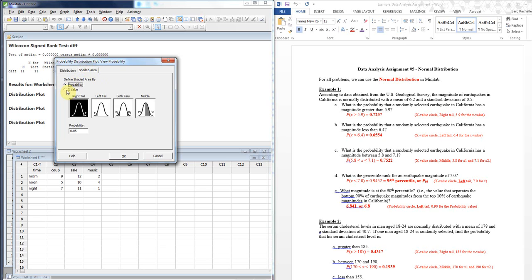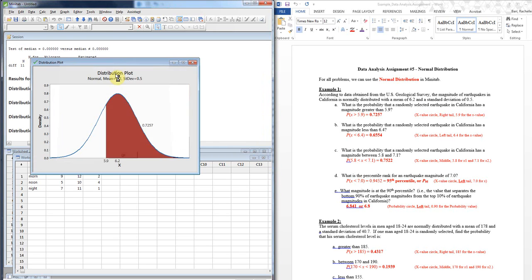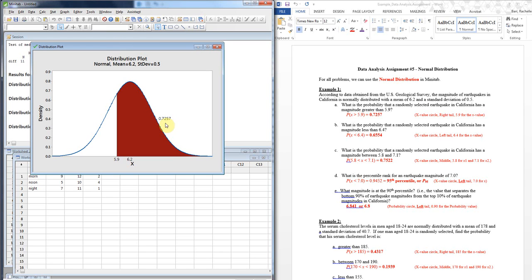Let's go to shaded area. Now, I'm given an x value, a score, and I need to find a probability, so I need to change this radio dot to x value. And notice all these pictures kind of tell you exactly what it's going to be doing. Since I'm looking for values greater than 5.9, I actually want a right tail because there's my score, and I want things larger than it. I'll put 5.9 into my value, and hit OK. And there's our picture, and notice we get the correct probability.